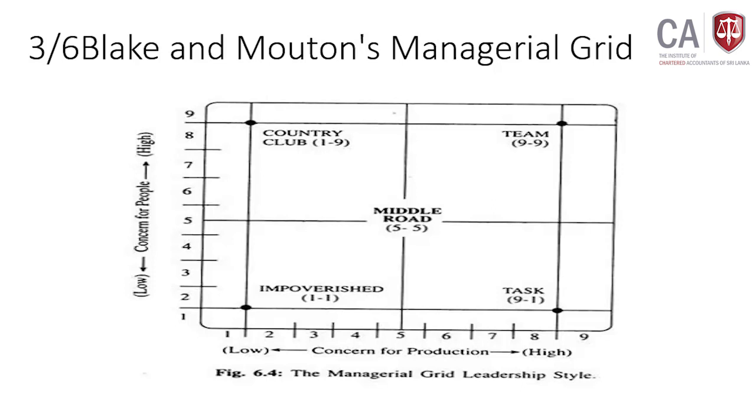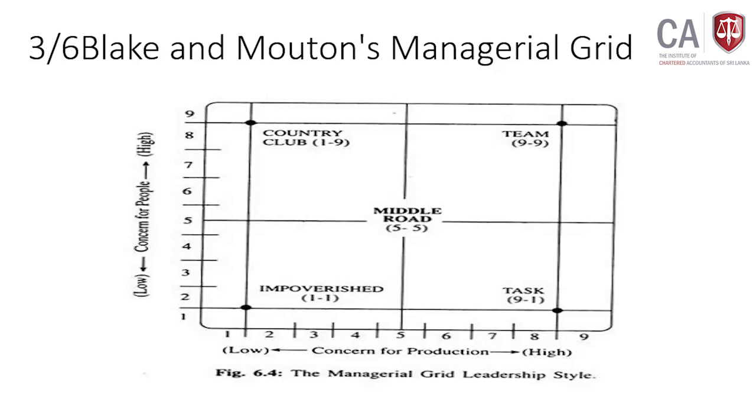In relation to the concern for production, we also identify two levels, low consideration and high consideration. Within that, we identify nine scales. One is the lowest consideration level, nine is the highest consideration level. Combining this, we identify five leadership styles: impoverished, country club, middle road, team and task. Impoverished, what is impoverished? That means low attention for concern for people and low attention for concern for production.